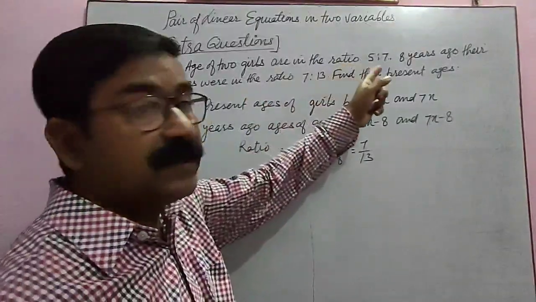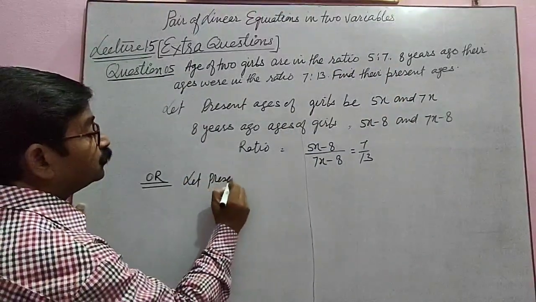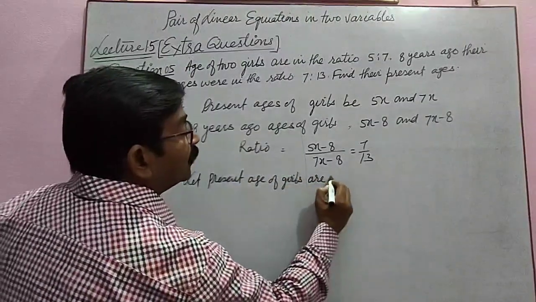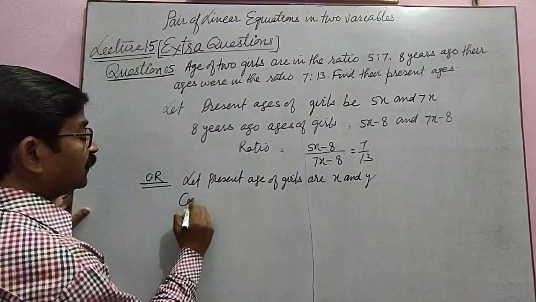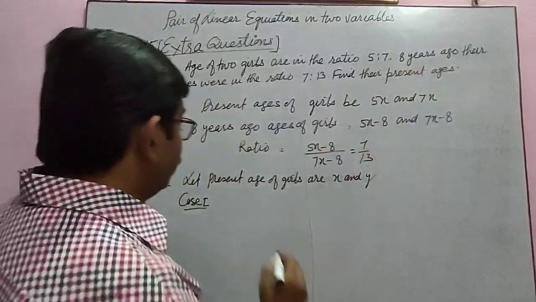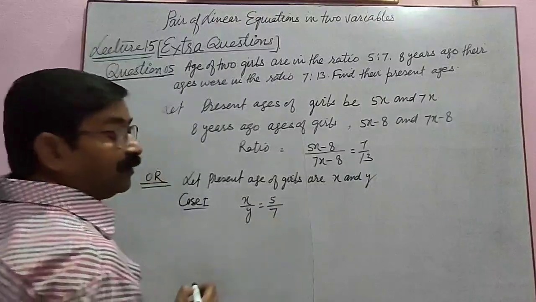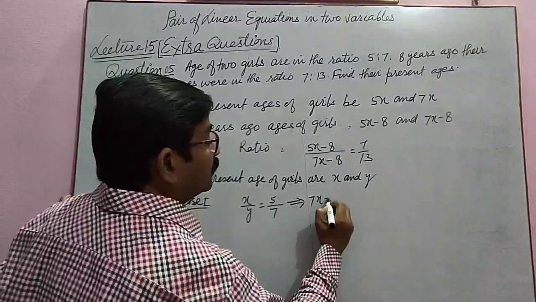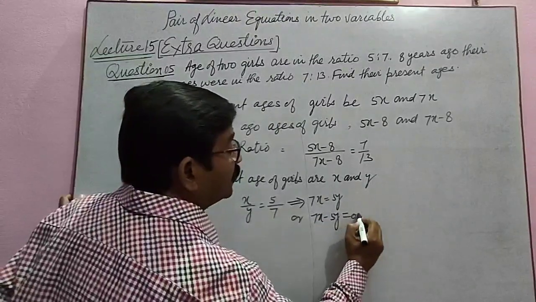You can assume their ages x and y like this. Let present age of girls be x and y. Now in first case the ratio of their ages is 5:7, means x upon y is equal to 5 upon 7. Now cross multiply. See this, what we have, 7x is equal to 5y, or 7x minus 5y is equal to 0.